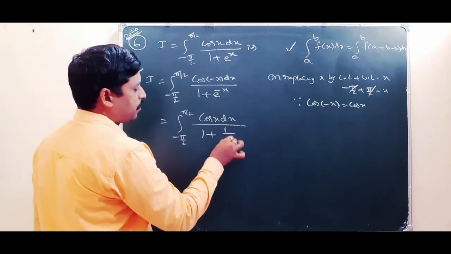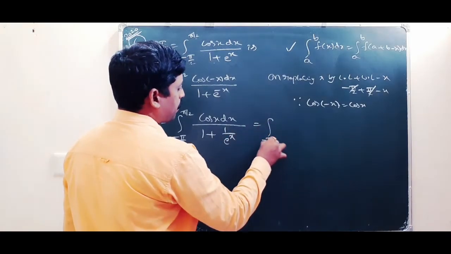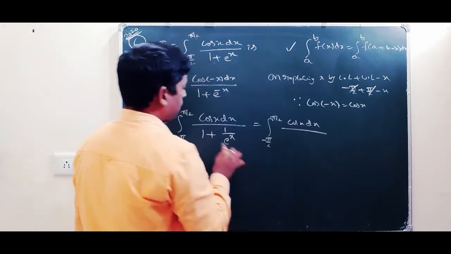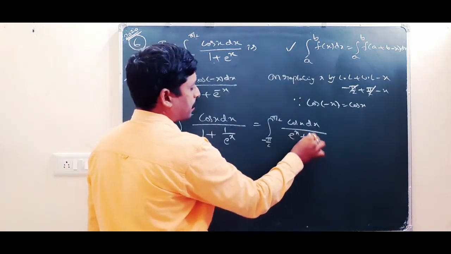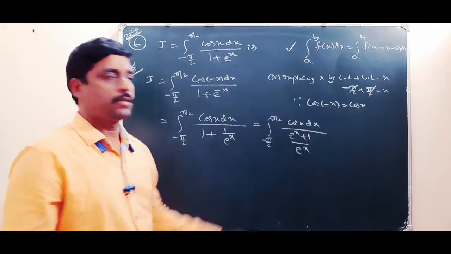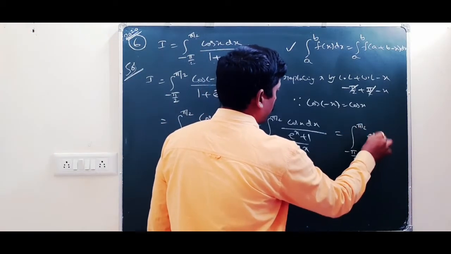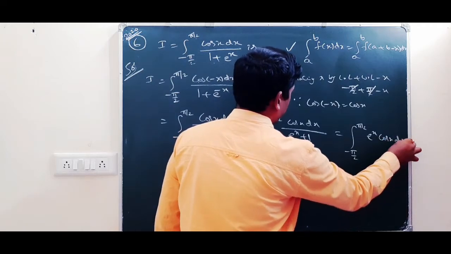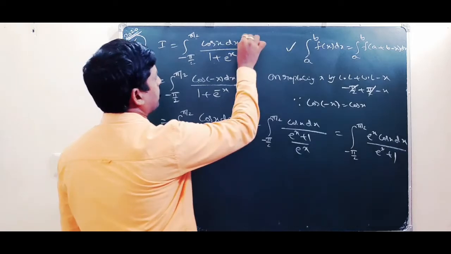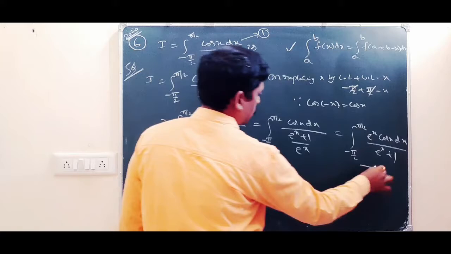This will be 1 by e to the power x. Okay, so let us do LCM. Integral from minus pi by 2 to plus pi by 2 of cos x dx by (e to the power x plus 1) by e to the power x. Okay, this e to the power x multiplies with cos x. This will be integral from minus pi by 2 to plus pi by 2 of e to the power x cos x dx by e to the power x plus 1. So let us take the original as equation 1 and this as equation 2.